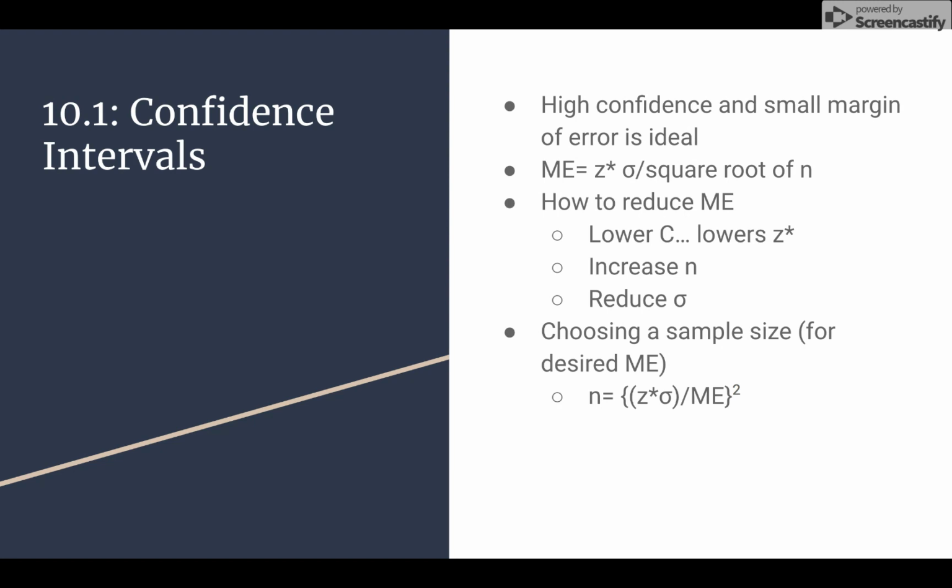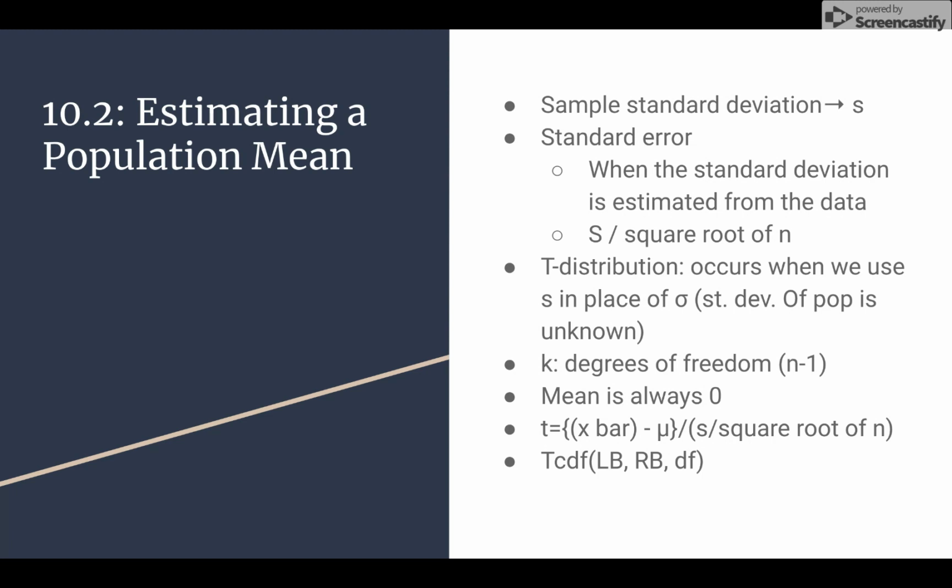For choosing a sample size, in order to find your desired margin of error, you do n equals z star times the standard deviation over the margin of error, all squared. For estimating a population mean, use the sample standard deviation s instead of sigma. Standard error is when the standard deviation is estimated from the data, so it's s divided by the square root of n.